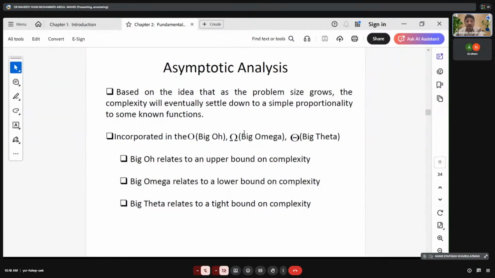Incorporated in the big O, big omega, big theta. Big O relates to an upper bound on complexity. Big omega relates to a lower bound on complexity. Big theta relates to tight bounds on complexity.